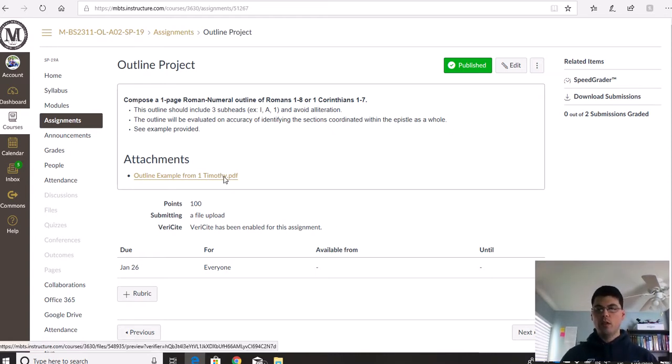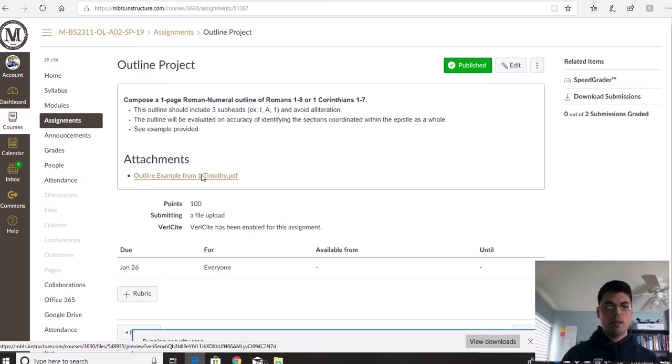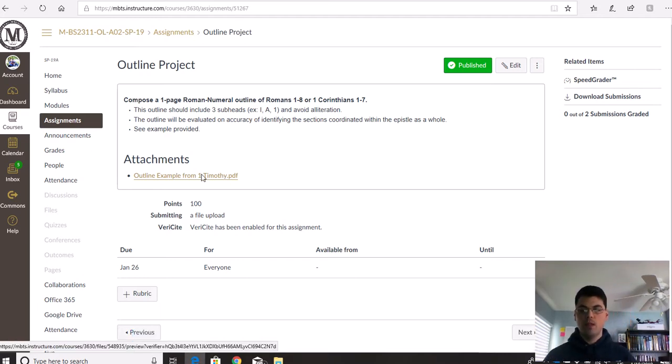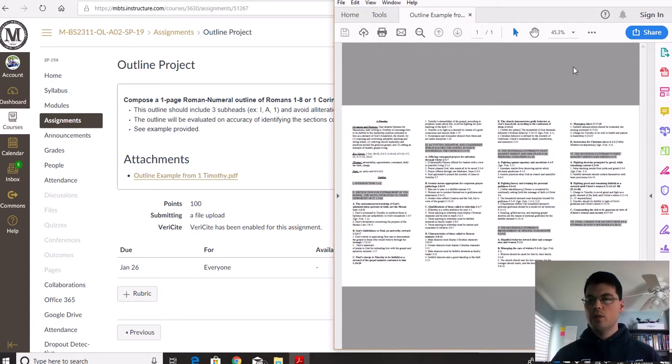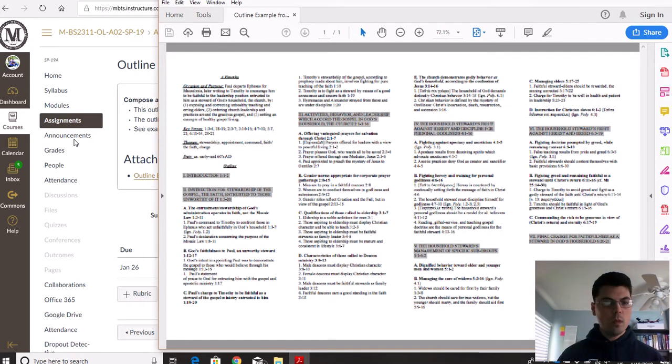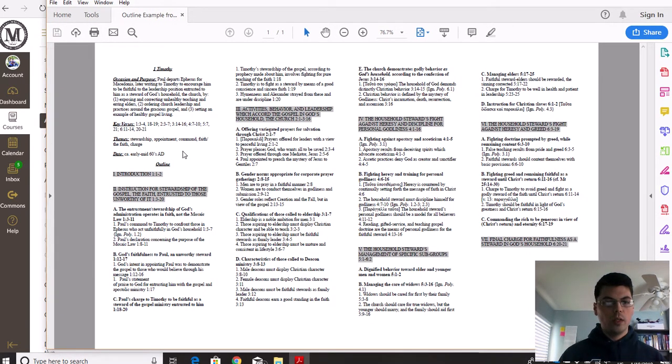We are not just looking for you to be able to outline part 1, part 2, part 3, part 4, but to see how it all fits together. So I'm opening up here the example that we give you from 1 Timothy. This is called a synthetic outline, and just go through this with you real quick. Your outline doesn't have to be exactly like this if you are struggling with the formatting or something like that. Don't worry too much about it, but this is basically what we are looking for.